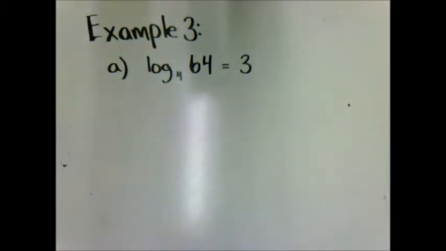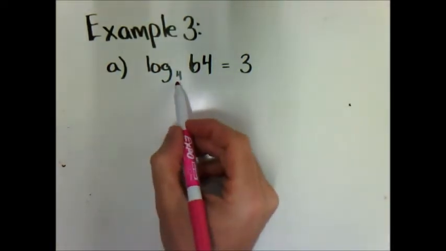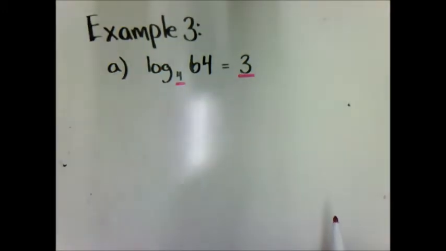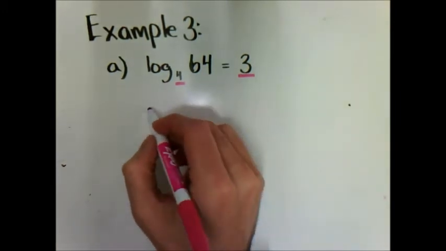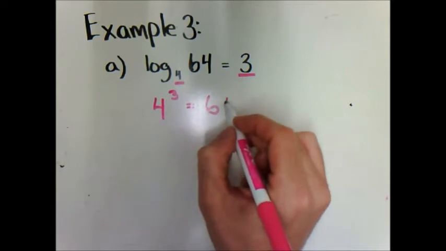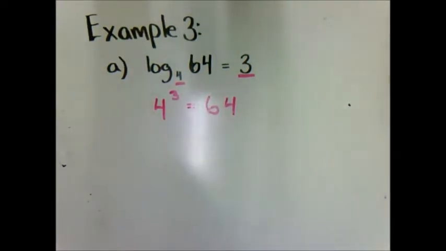Okay, example 3 asks us to write a logarithmic equation in exponential form. So I have here, the log of 64 to the base 4 is equal to 3. And if I need to go back and see how my logs relate to my exponents, I can do that. But we need to remember that here the base is 4, the exponent is 3, and so in exponential form, this equation is 4 to the power of 3 equals 64.